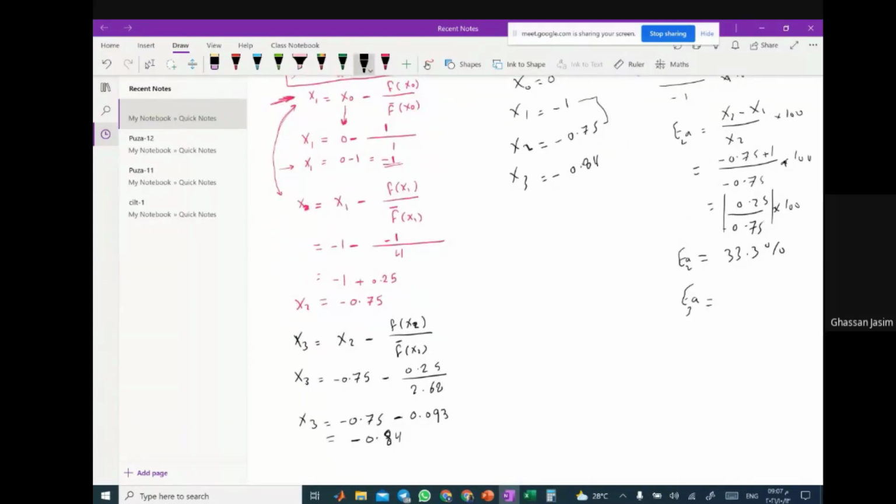What about EA3? EA3 will be minus 0.84 plus 0.75 over 0.84 times 100. It will be 0.09 over 0.84 times 100. It will be what?